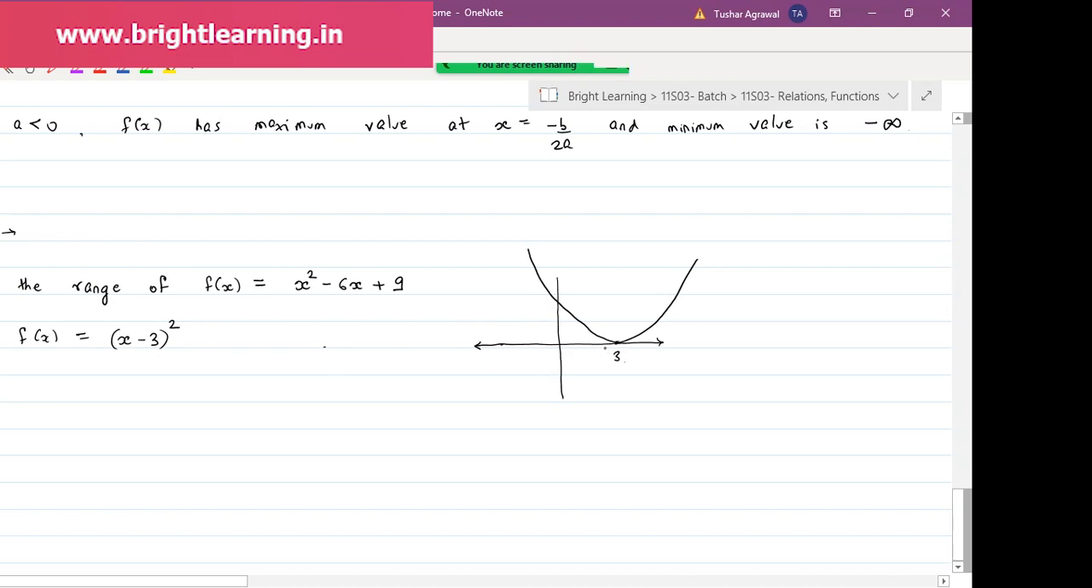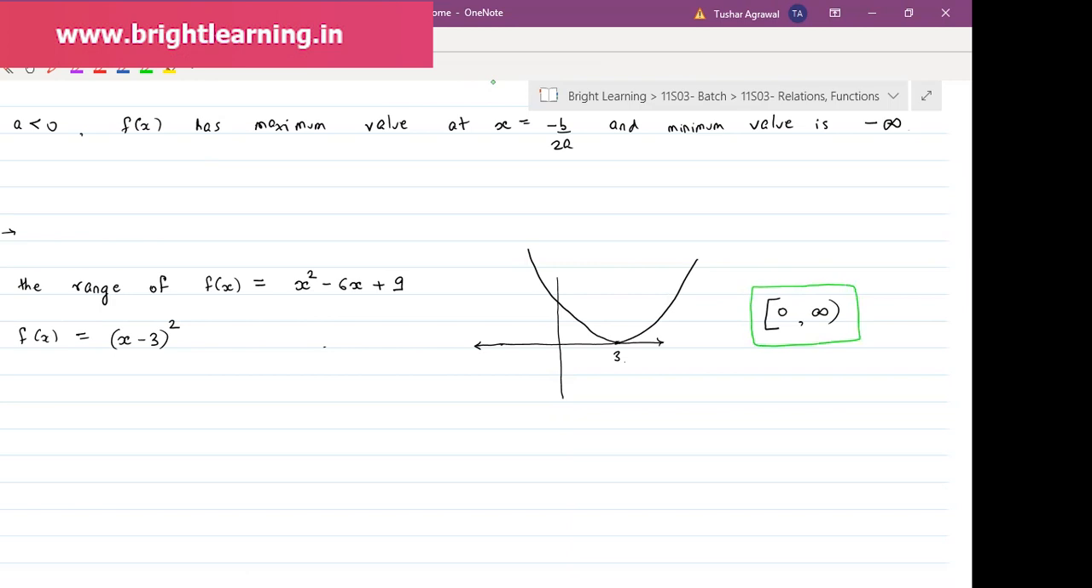So what is the range of f of x? The minimum value of f of x is this only, that is f of x equal to 0. That's the bottommost point, and the topmost point of the graph is infinity. It has no topmost point. So each and every value above 0, including 0, so 0 to infinity. Done. But here we were lucky.